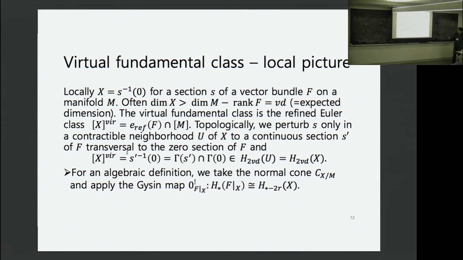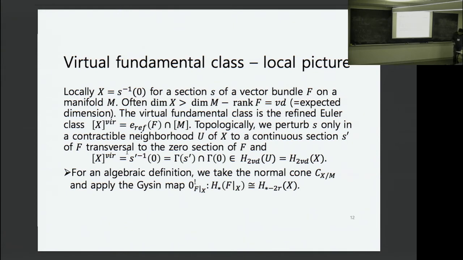But if you are an algebraic geometer, it's not good because you cannot perturb your section in algebraic geometry. Sections are very rigid in algebraic geometry. So what we do instead is we take the normal cone of X in M, then we apply the Gysin map, which is the isomorphism of the cohomology of the vector bundle F with the homology of X. So that's how algebraic geometry expresses this perturbed intersection.